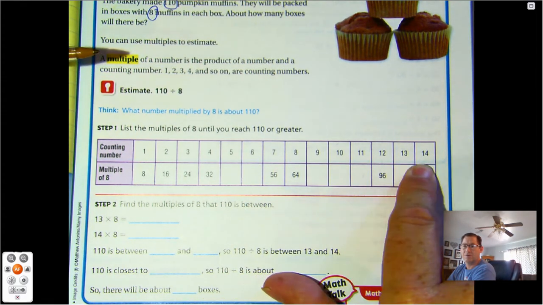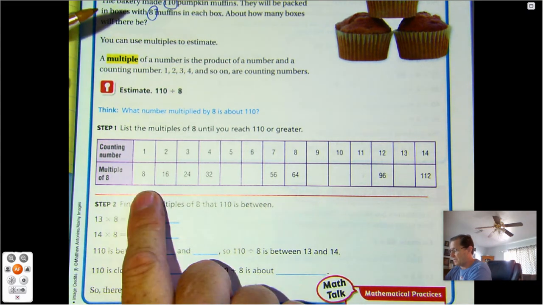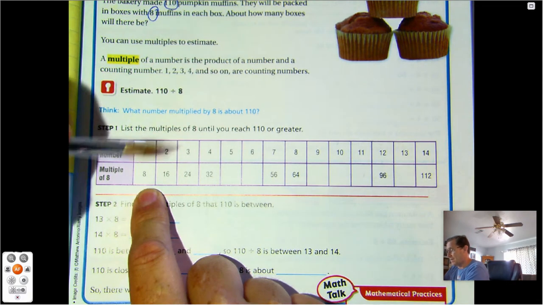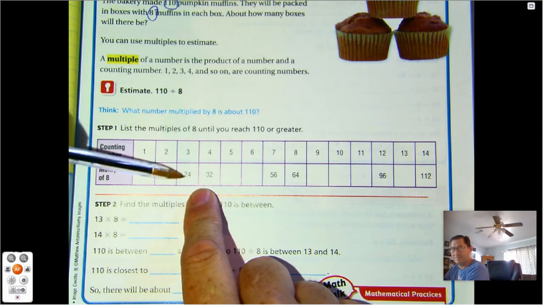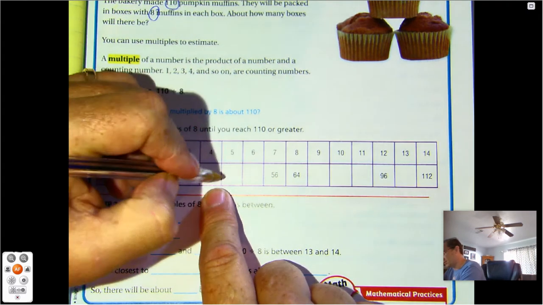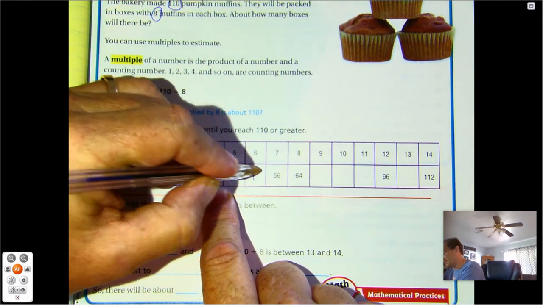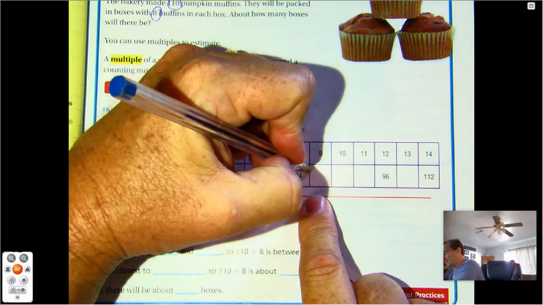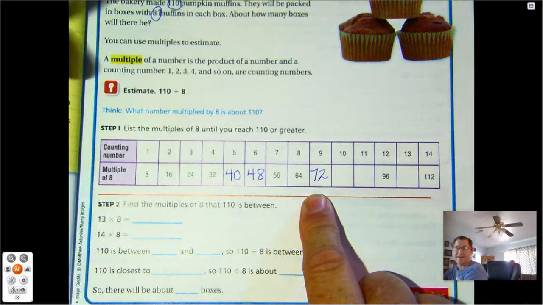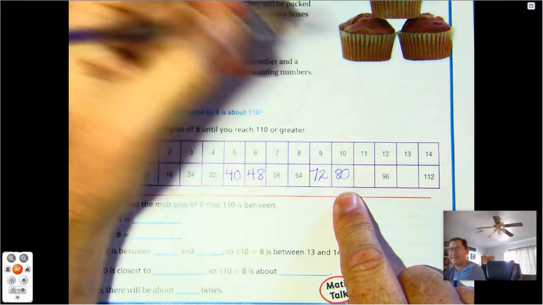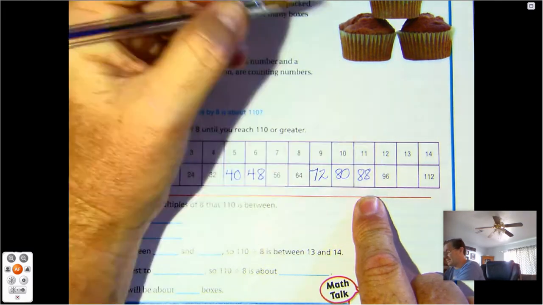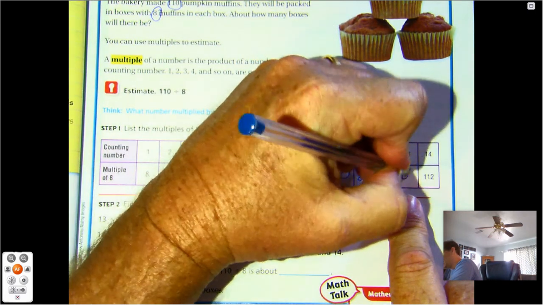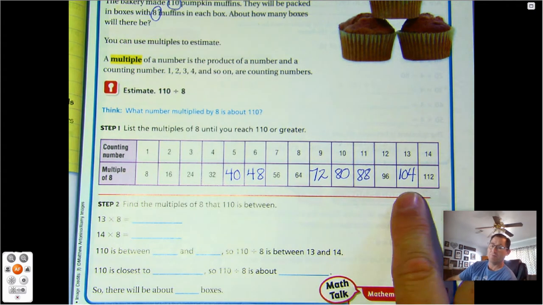And here you see that we're going to go up to the number 114. And each time we're going to skip count by 8s. That would be a multiple of 8. So 1 times 8 is 8, 2 times 8 is 16, 3 times 8 is 24, 4 times 8 is 32, 32 plus 8 is 40, 40 plus 8 is 48, 48 plus 8 is 56, 56 plus 8 is 64, 64 plus 8 is 72, 72 plus 8 is 80, 80 plus 8 is 88, 88 plus 8 is 96, and 96 plus 8 is 104. And then finally, 104 plus 8 is 112.